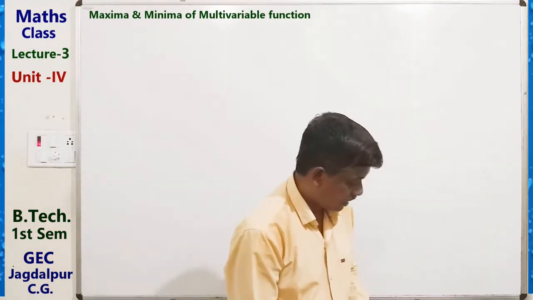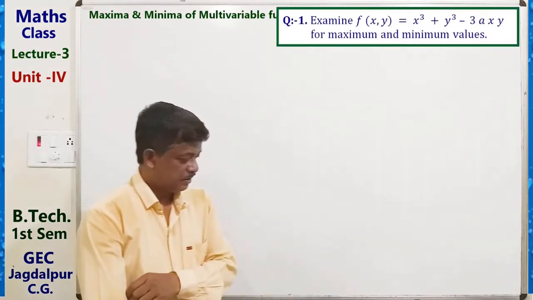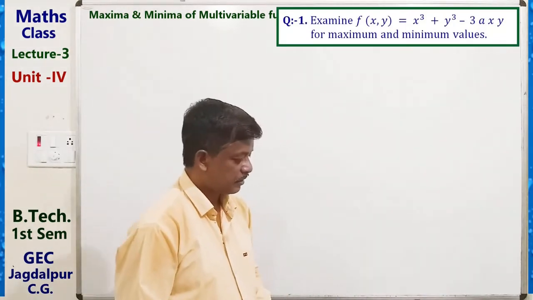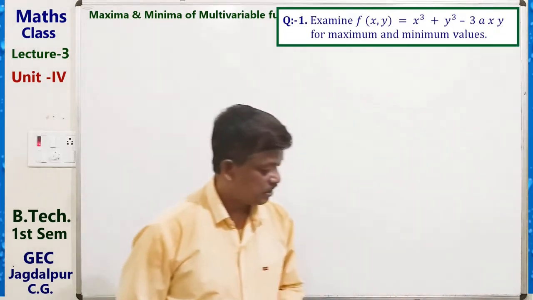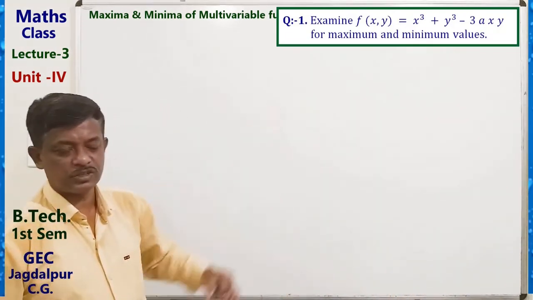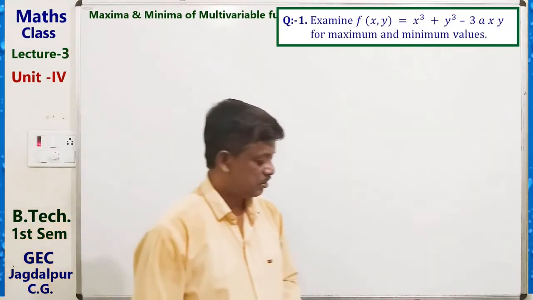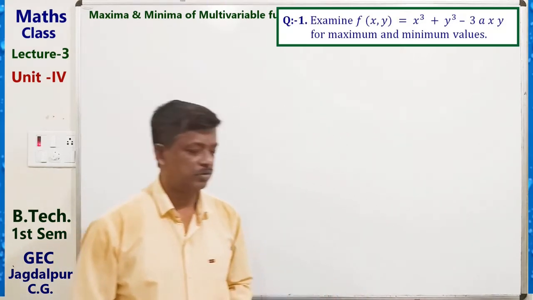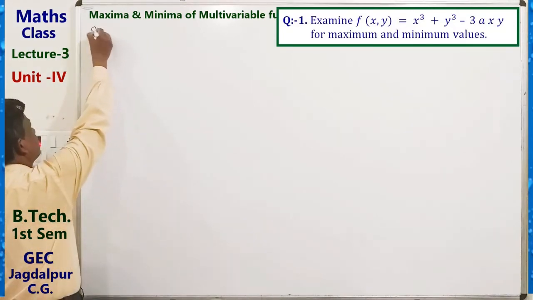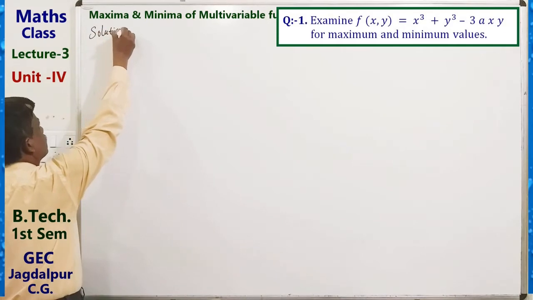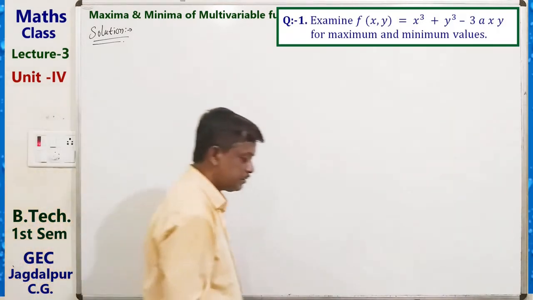So now take the questions. Examine the function for maximum and minimum. The given function is x cube plus y cube minus 3axy, where a is a positive constant. Just we will try here. So, solution.